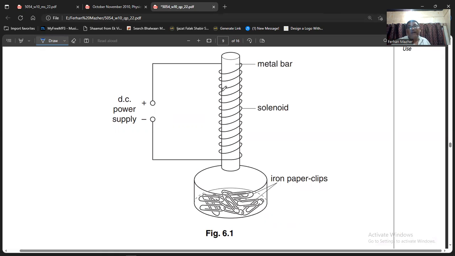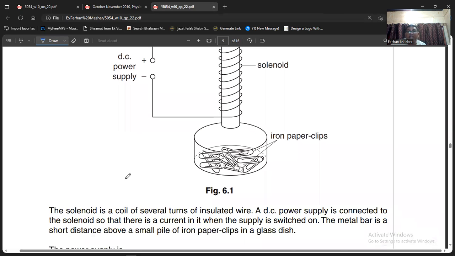When it becomes an electromagnet, it will attract these paper clips, and some of the paper clips will get attached here. When you switch it off, it will be no more an electromagnet, and the paper clips will fall back into that container.